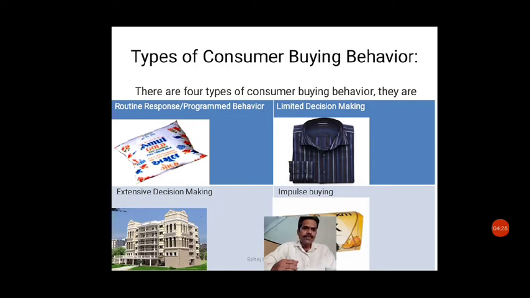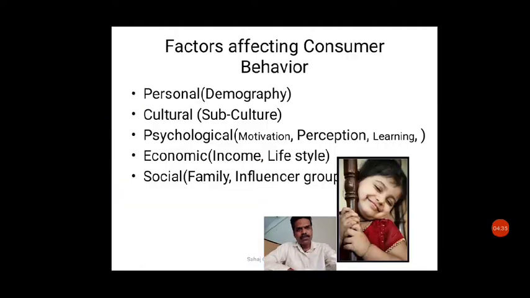Next is limited decision making buying. In limited decision making buying, we would have some effort, and some limited products or limited brands would be there. Factors affecting consumer behavior: these are the factors that affect consumer behavior, like personal, cultural, psychological, economic and social.